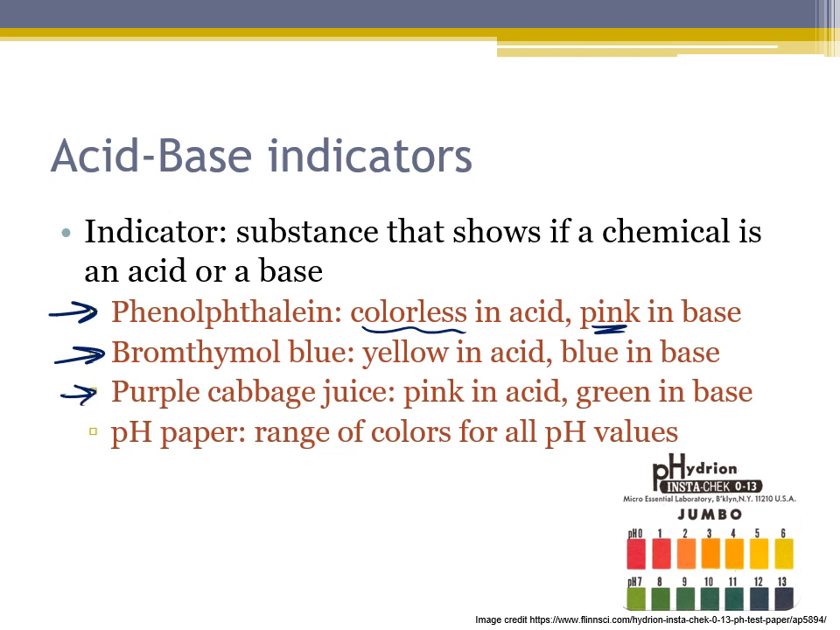Purple cabbage juice. Literally, you buy purple cabbage, sometimes called red cabbage, at the grocery store, and you boil it in some water. And then you take that water, the juice from the cabbage, and it'll turn pink if you add an acid and green if you add it to a base. pH paper is super helpful because it doesn't just say acid or base, it actually gives a range of colors for different pH values. So here is an example of a key for some pH paper. Notice that we have different colors for lots of acidic pHs and for lots of different basic pHs as well.